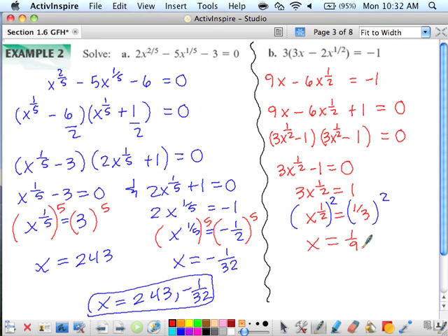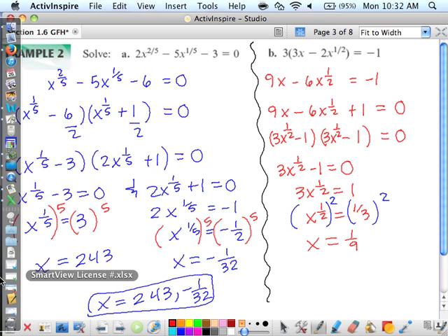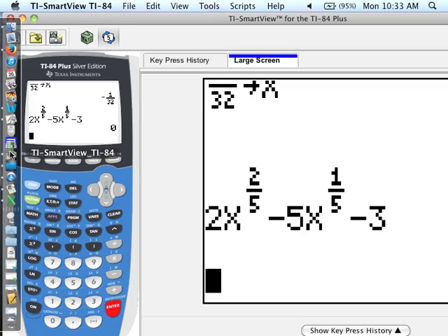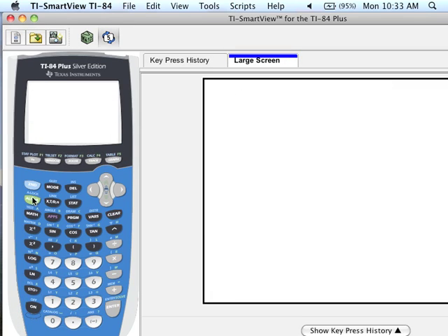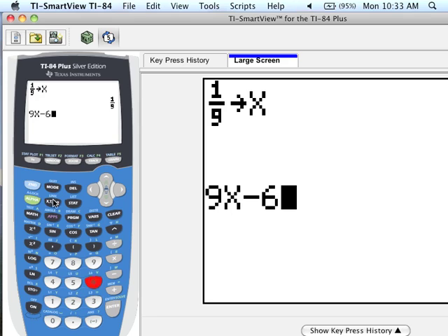Do we have to check it? Yes. So let's go to our calculator. Let's store 1/9 for x, and let's check it. So we'll use alpha y equals 1/9. We will store that for x. And then the original problem was 9x minus 6x to the 1/2.